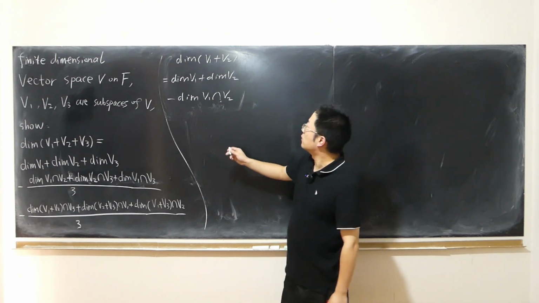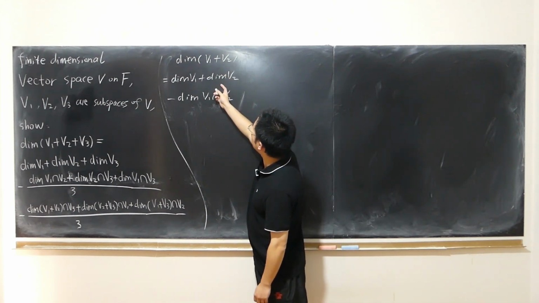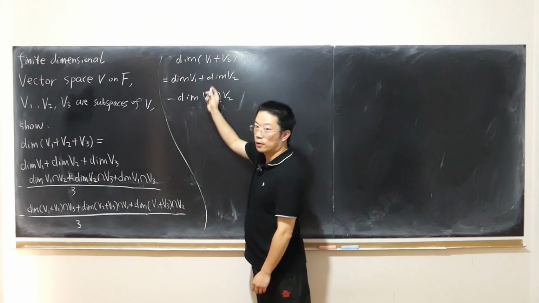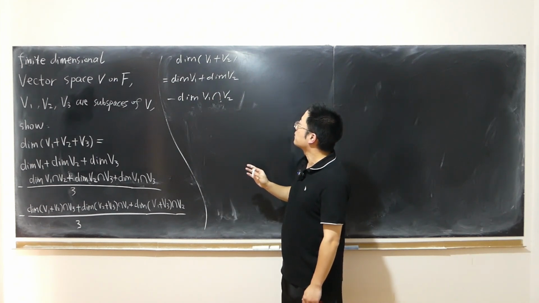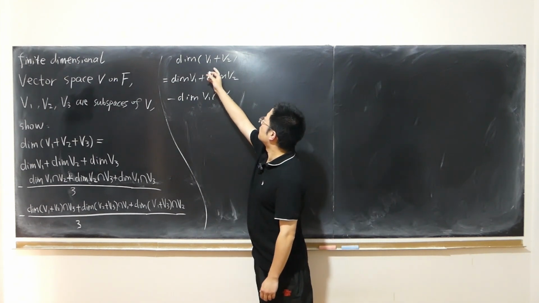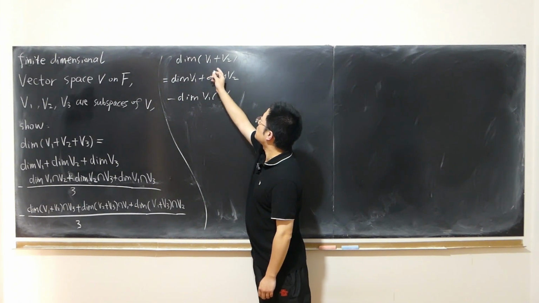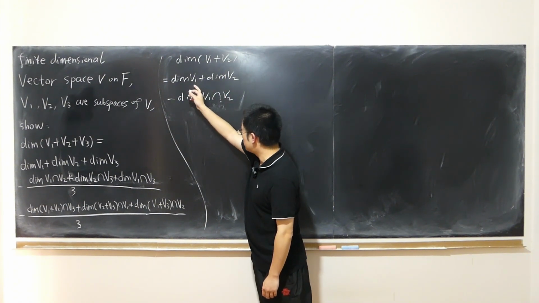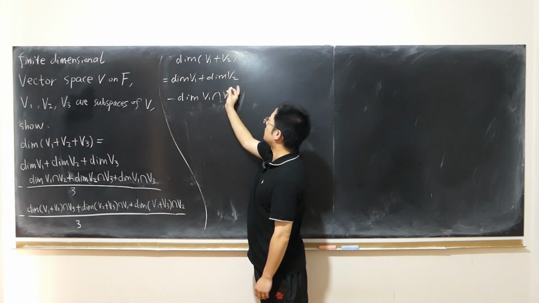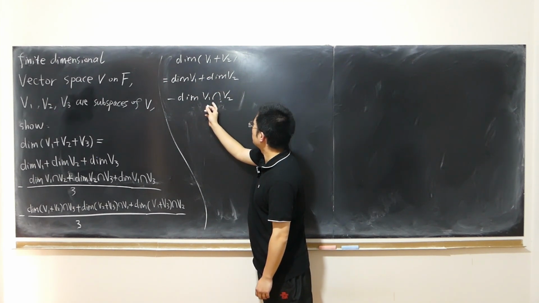So before we do, we already know the well-known dimension formula where you only have two subspaces. The dimension of the sum of those two subspaces is equal to the sum of each dimension of each subspace minus the dimension of their intersection.